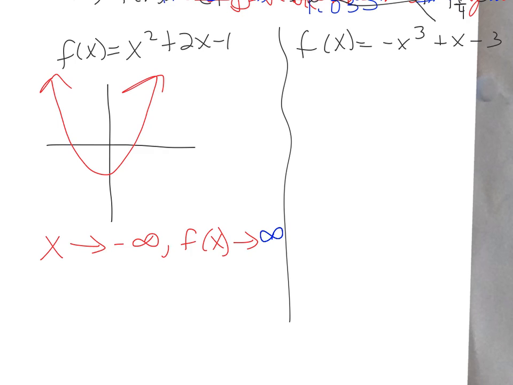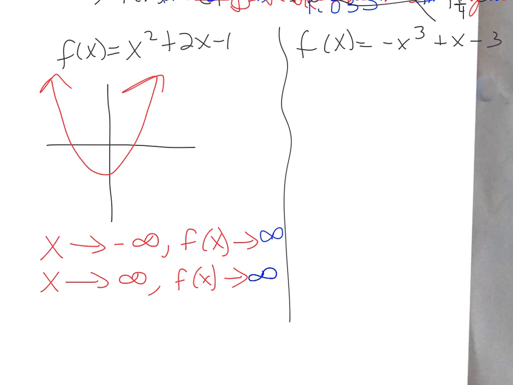Now you want to do the other side. As x goes to infinity, what happens to f of x? That's your y value. So let's look on the right side. As x goes to the right, what happens to your y values? Your y values are going up to positive infinity.